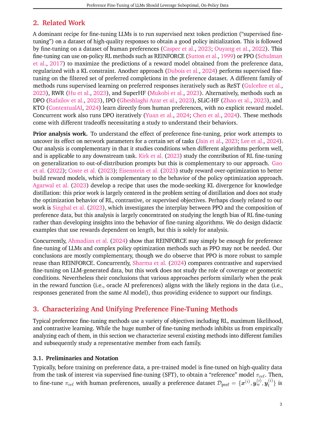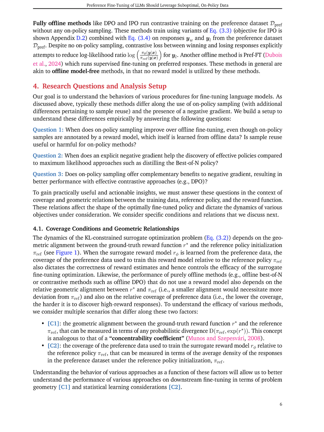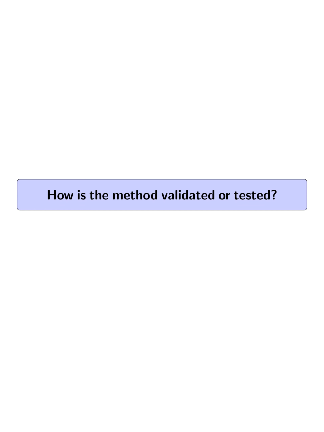The method also helps in understanding the dynamics of different objectives under consideration, such as reverse KL divergence and forward KL divergence, and how they impact the optimization process. Overall, the method offers a systematic way to analyze and improve the fine-tuning of language models based on geometric conditions, coverage of preference data, and relationships between the reward function and reference policy. How is the method validated or tested?